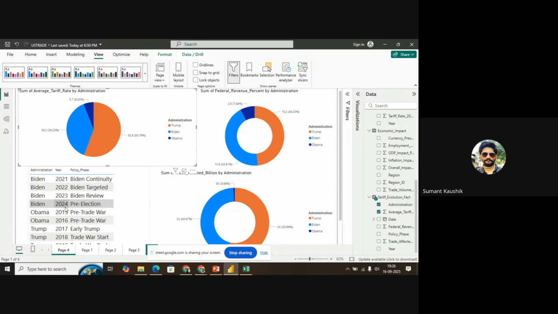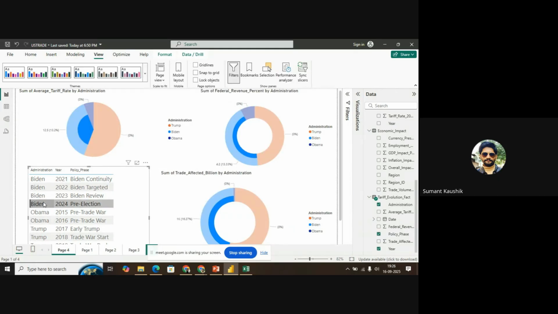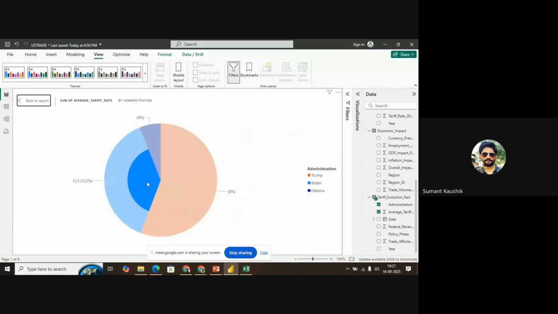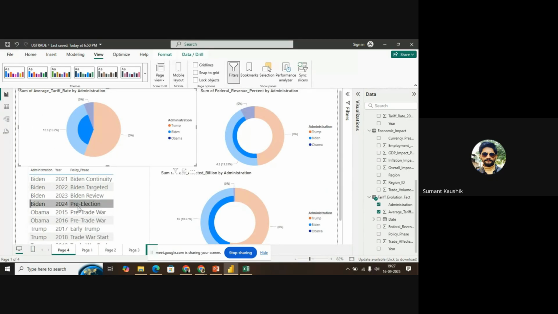So what we can select is the latest, that is Biden in 2024. This will come up with the perfect data. So in Biden's period 2024, this was 12.5%. Now it comes to the correct amount. So in Biden's period, it was 12.5% in 2024. We will take the latest one. So in 2024, it was 12.5% during Biden's period. This period was pre-election.